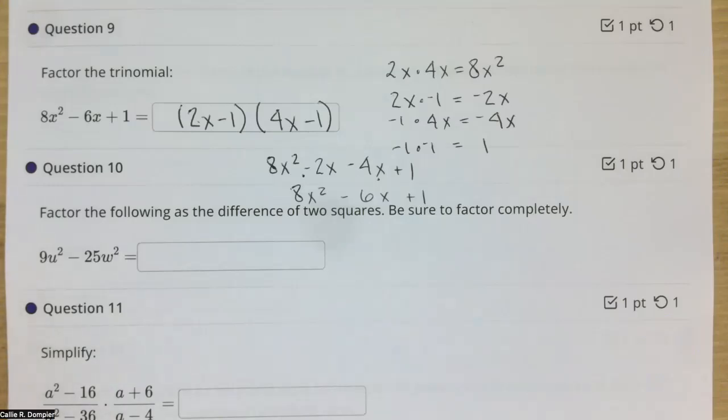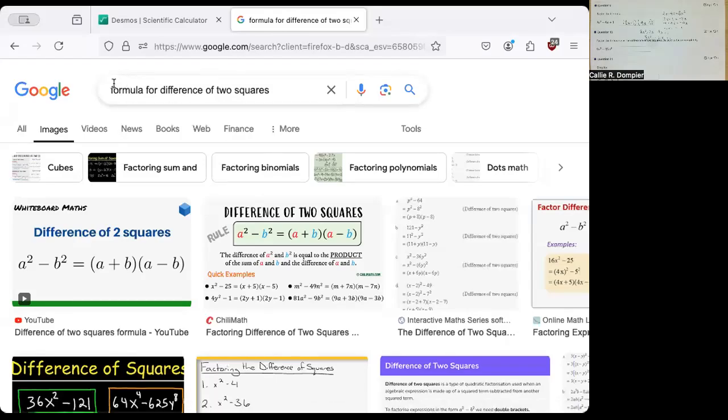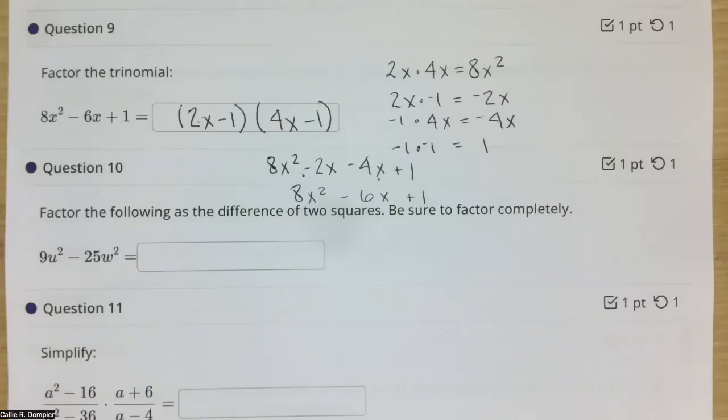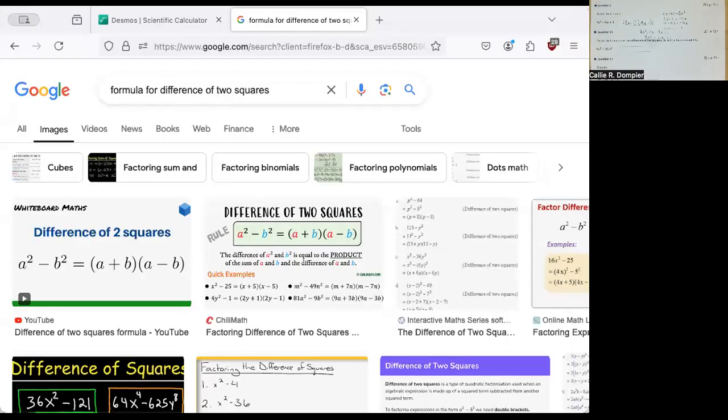I want you to see what I did. So what I did was type into Google "formula for the difference of 2 squares," in case you didn't have it already written down. And then I went to images, and it says a squared minus b squared equals a plus b quantity times a minus b. Okay, so I'm just going to write that down on a piece of paper.